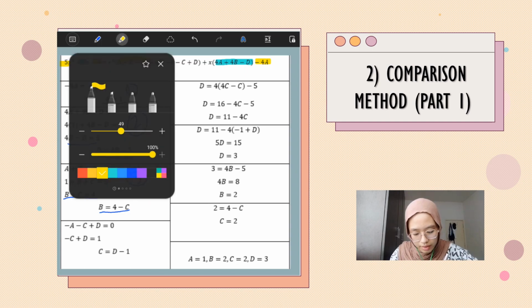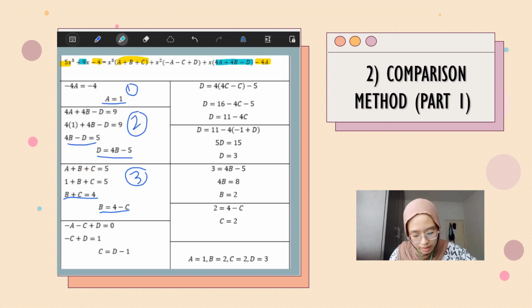For the fourth comparison, which is negative c plus d, it will equal 0 because on the left side of the equation there is no x to the power of 2. So this is the fourth comparison, and we will get negative c plus d equals 1. But I make c the subject, so c equals d minus 1.